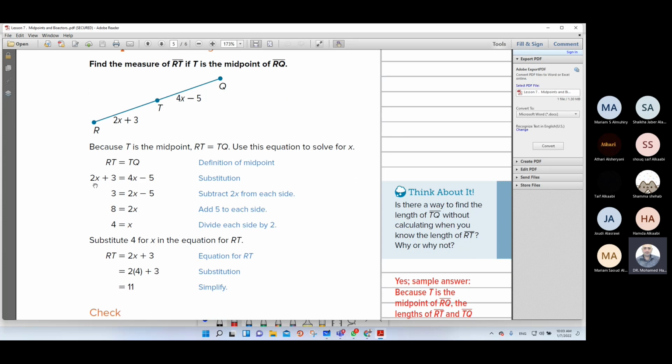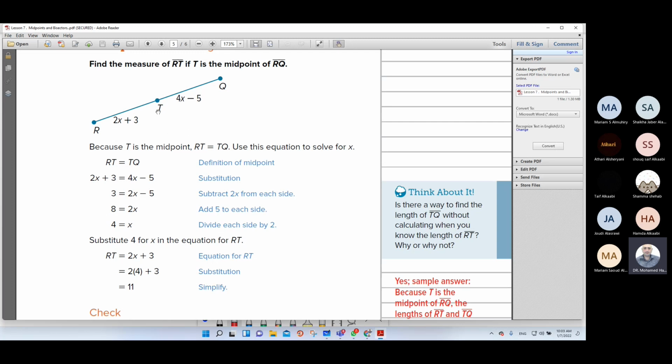You can subtract 2x from the two sides, 4x minus 2x, you will get here 2x. And you can subtract 5 from the two sides, you will get here 8. So 8 equal to x. Divide by 2 here, divide by 2 here, x equal 4. Now you know the value of x. Now you can solve what is the measure of this side and what is the measure of this side.